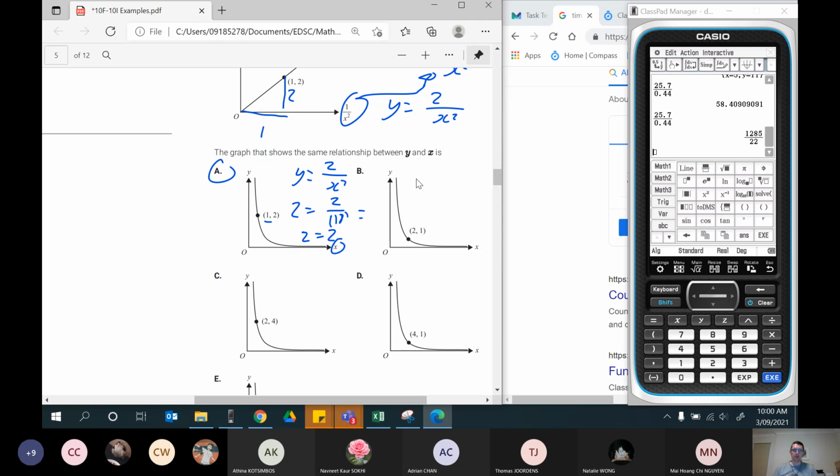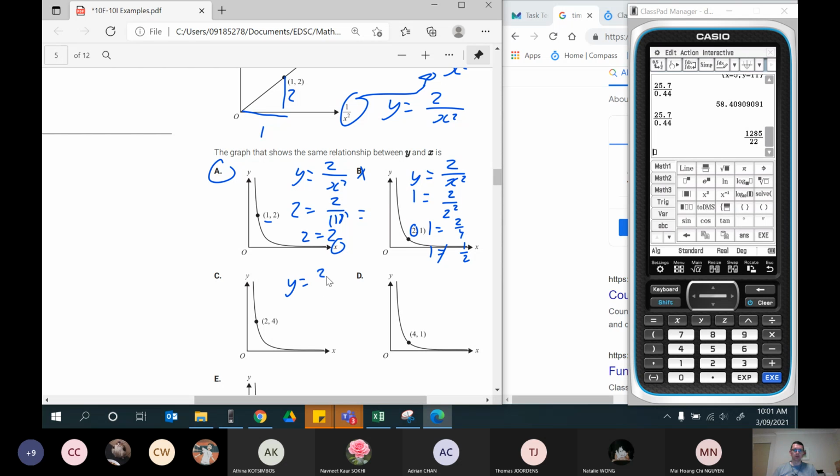Let's just double check these ones. Y equals 2 on x squared. So we can see that x is 2, y is 1. So 1 equals 2 on 2 squared. 1 equals 2 on 4. 1 does not equal a half, so it can't be this one.